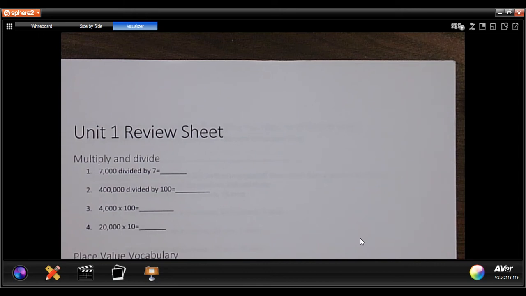In this video, we will be doing a Unit 1 review that will help you prepare for our first assessment. The first section is the multiply and divide section.